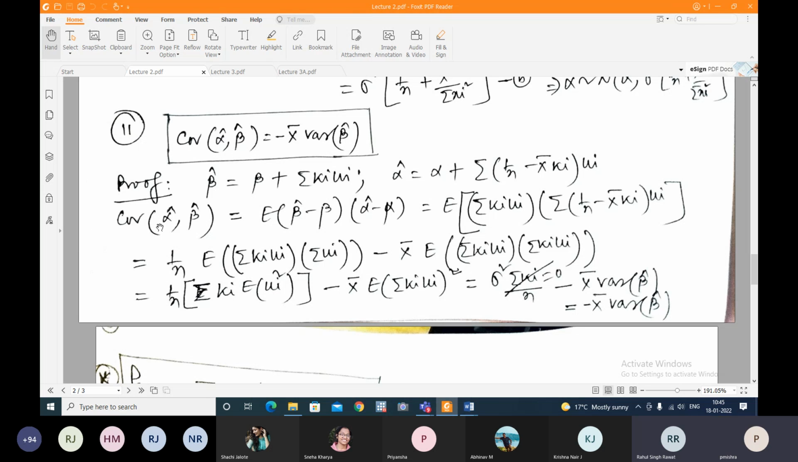Now, what is beta hat minus beta? This is nothing but this one. And what is alpha hat minus alpha? Again, this one. So covariance of alpha hat and beta hat is basically the expectation of this into this. So what we need to do? We need to get the mathematical expression of these components. And for that, I need to multiply this with this and this. You just see the multiplication.